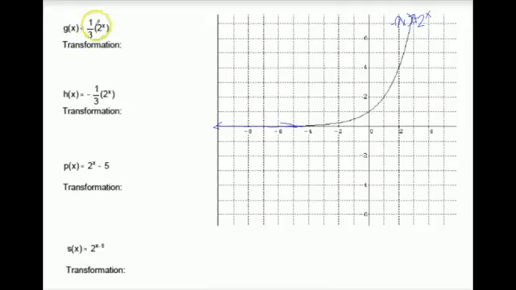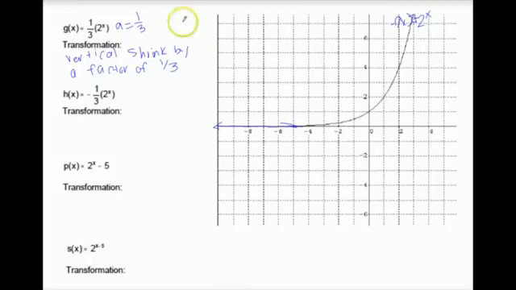So for g of x, the first one, keep in mind, all these b's are going to be 2, so that makes it easier to compare. So our change here is our a value. We have an a value of 1/3. Now, the absolute value of 1/3 is less than 1, so we have a vertical shrink by a factor of 1/3.